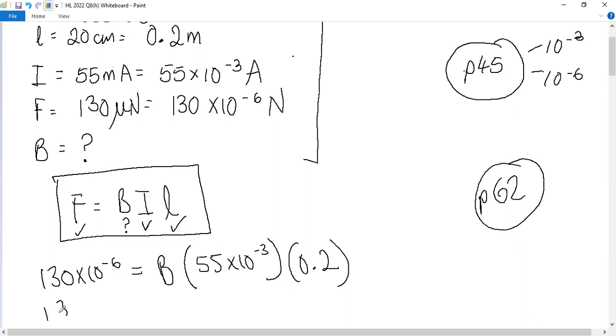I'll leave my 130 for the moment, so I'm not really doing any proper algebra just yet. I'll leave my B because I have no choice, but what I'll do is multiply my 55 by 10 to the minus 3 times 0.2 on my calculator, and my calculator gave it to me looking something like this. Just give whatever your calculator tells you. If this still gives you scientific notation, use scientific notation, whatever suits you to work with. Okay, so that's the product of the current and the length, 0.011 times B, my unknown, my X, my mystery number for the moment.